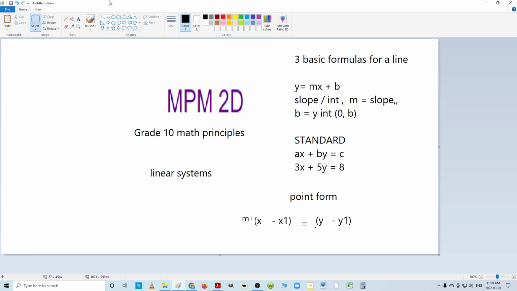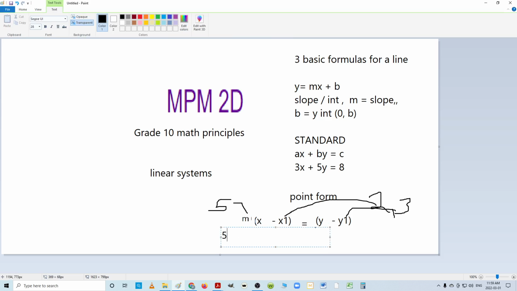Now, what's it used for? Well, if you know the slope and you have any point, let's say you have the point 2 comma 3, and you know the slope is 5, you can put the 2 for x1, the 3 for y1, and the slope for m, and you'll figure out the formula of your line. For instance, 5 times x minus 2 is equal to y minus 3. We expand this 5 on the left side. 5 times x is 5x. 5 times minus 2 is minus 10. And the right side doesn't need the bracket.